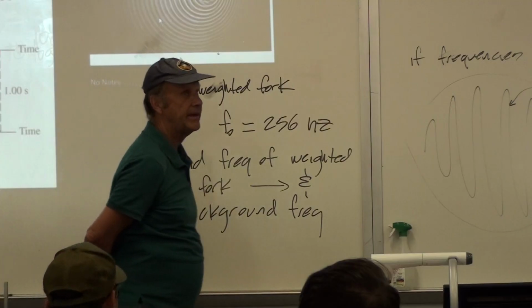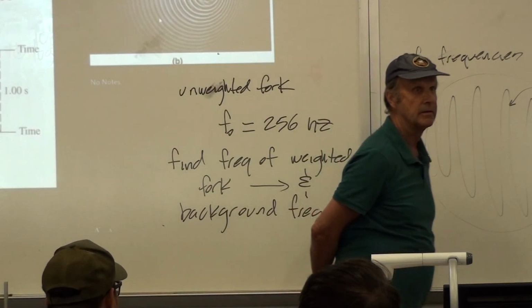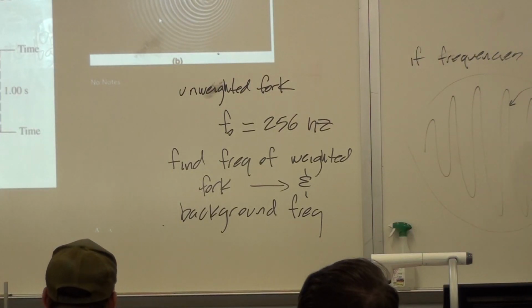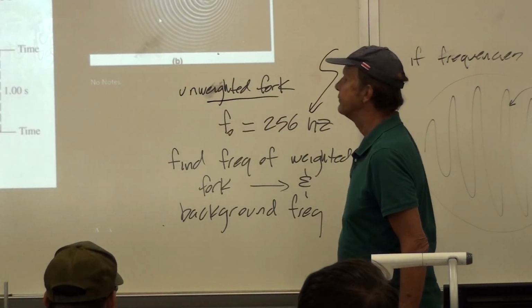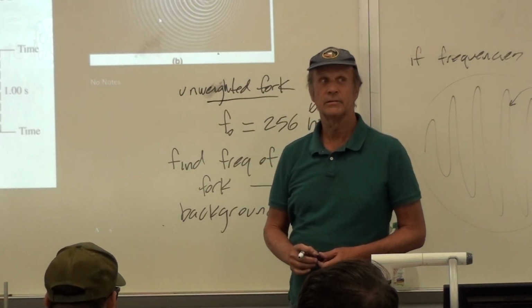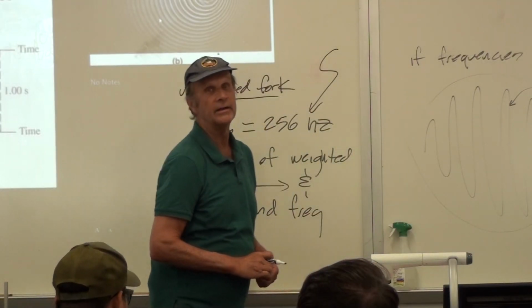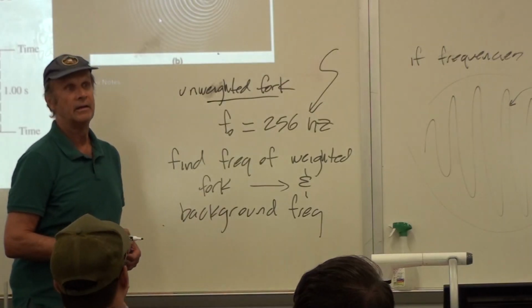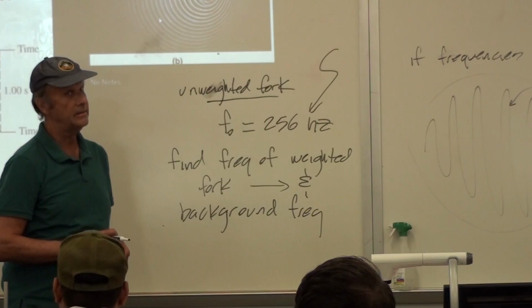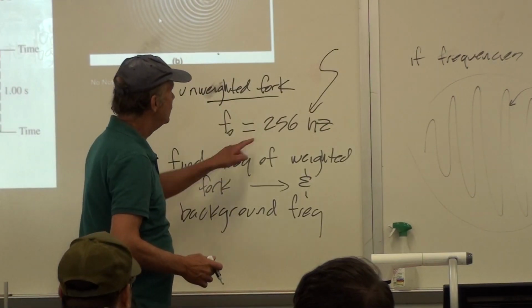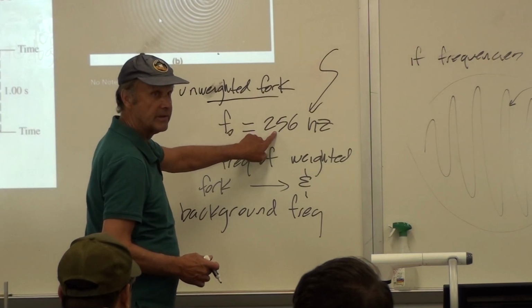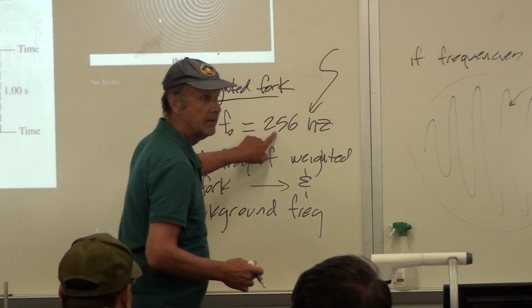Which one did we say had to have the higher frequency? The unweighted one. So this is the unweighted fork, so that has the higher frequency. So what does that tell us about the other one? It's got to be lower, right? So how much lower? 12. Okay, so 244, does that sound okay for F1? Everybody okay with that?